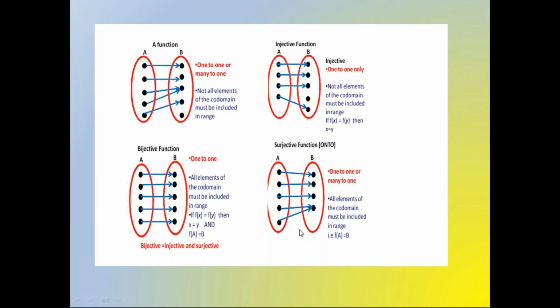And the next one is a surjective function, one-to-one or many-to-one. If it satisfies one-to-one and many-to-one, then we may call it an onto function or surjective function. All elements of the codomain must be included in the range. That is very important. The condition is f of capital A equals B. Then we can call it the surjective condition.